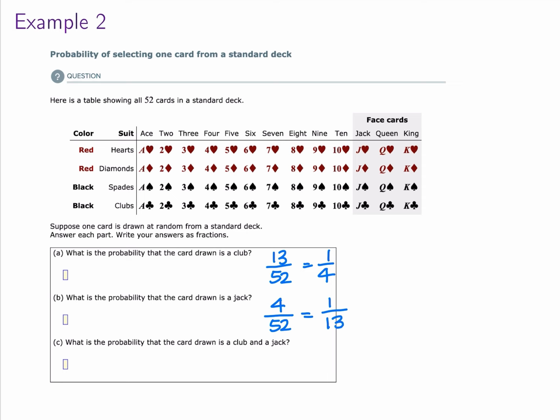Part C, what is the probability that the card drawn is a club and a jack? And we have to be careful here, that "and." So again, we're out of 52 because there's 52 possible cards that we could draw from. But what's the probability the card is a club and a jack? If we look, the clubs is the last row, and the jacks is this almost third to end column. But if it's going to be a club and a jack, it is only this one possible card, the jack of clubs. So the probability of drawing a club and a jack is just 1 out of 52.